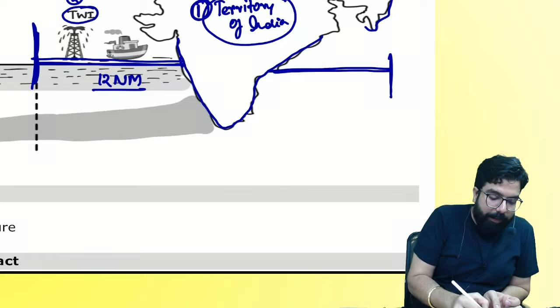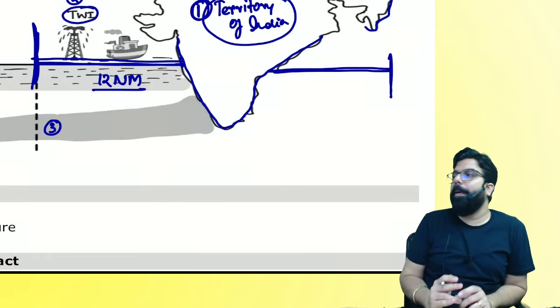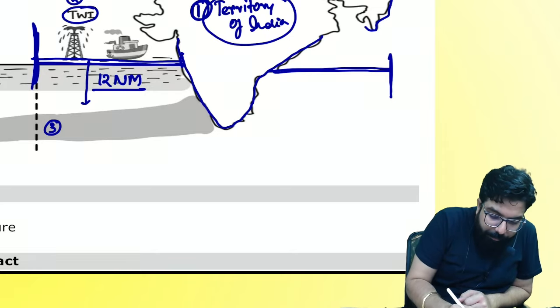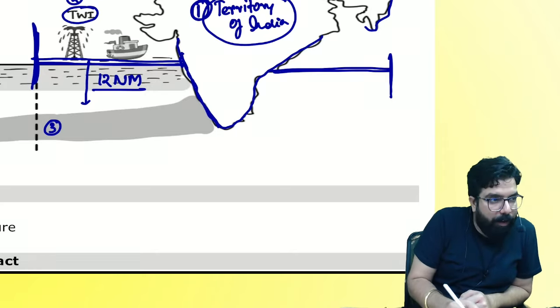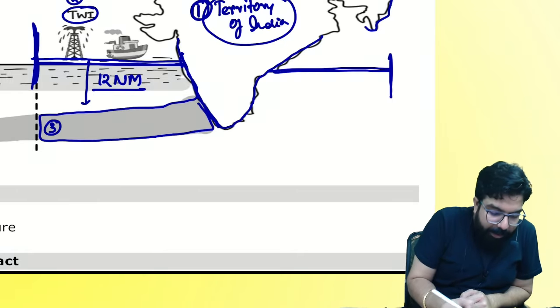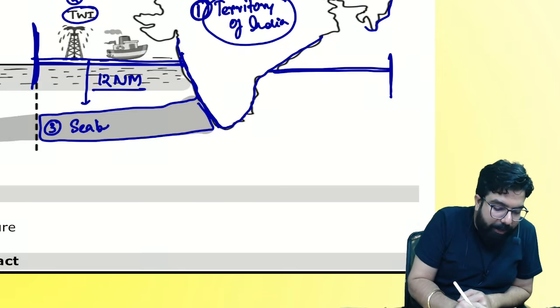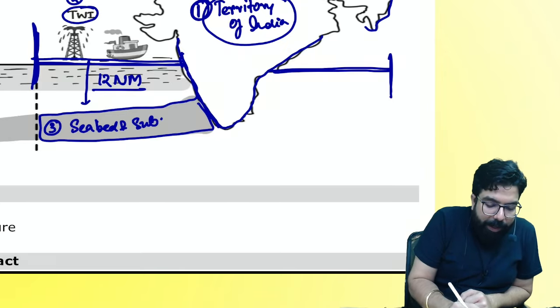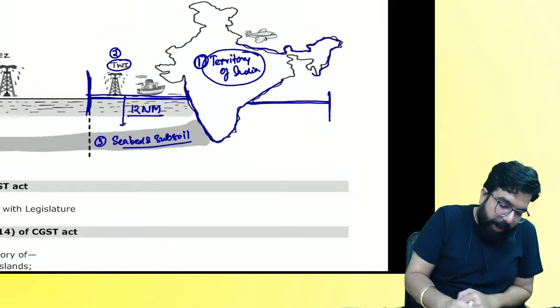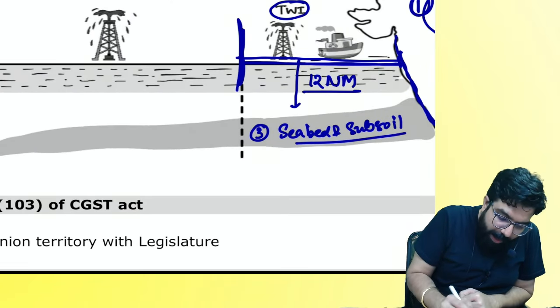Now, the third one. Listen carefully. Under this water, there will be seabed, no? The sea will be like this, and sand will be there. This third is known as seabed and subsoil. This is known as what, everyone? Seabed. This is also India. After this, you have over here this land.